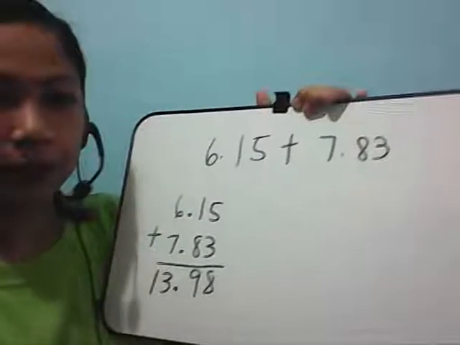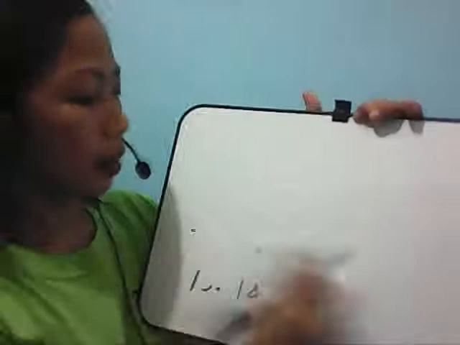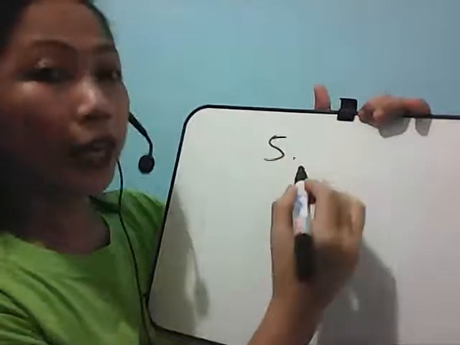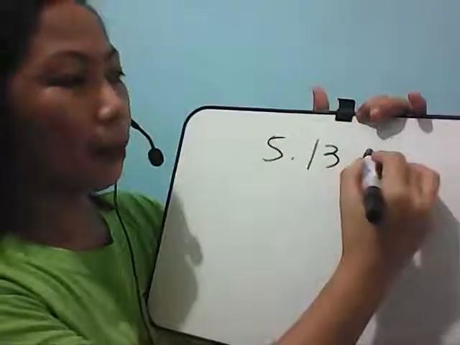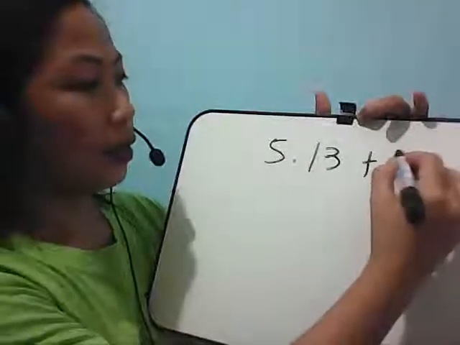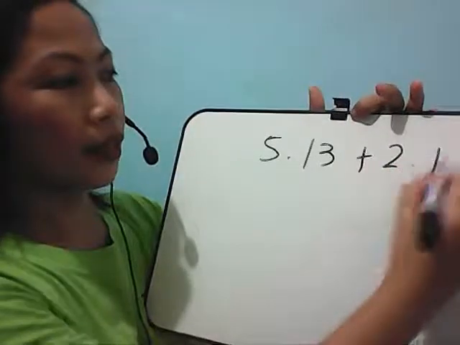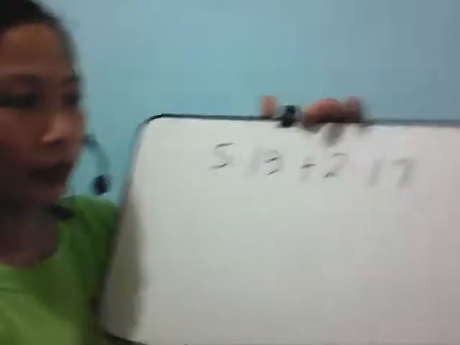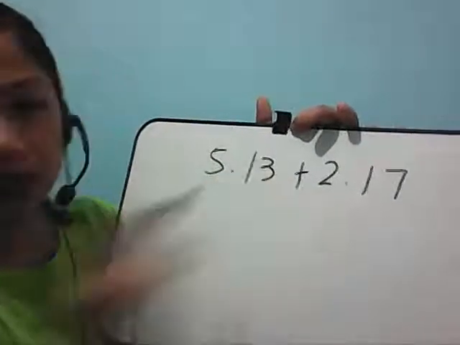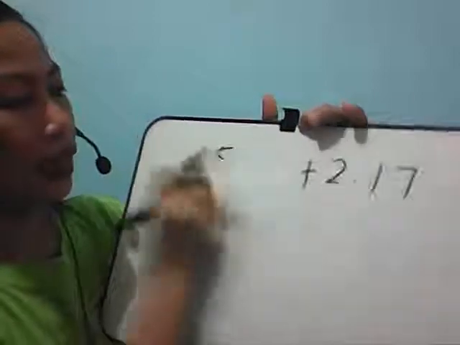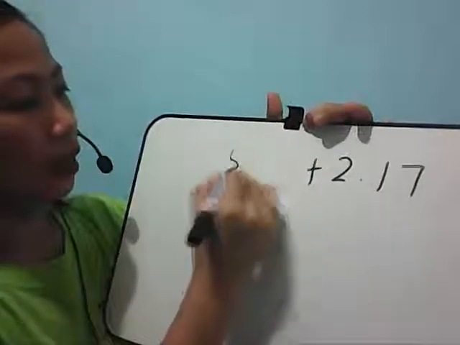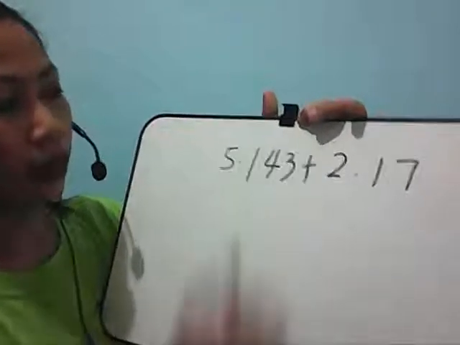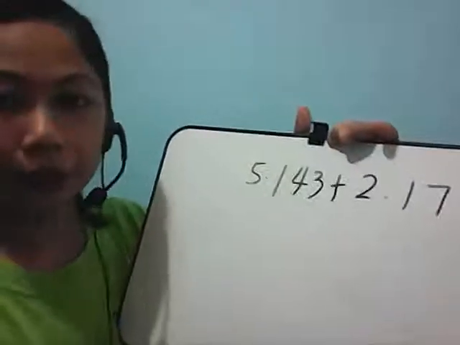All right. Then another example. Another example is 5.13 plus 2.17. Or we can change this. Sige, let us make it just like this, 5.143. Tatlong digits sa first number natin.